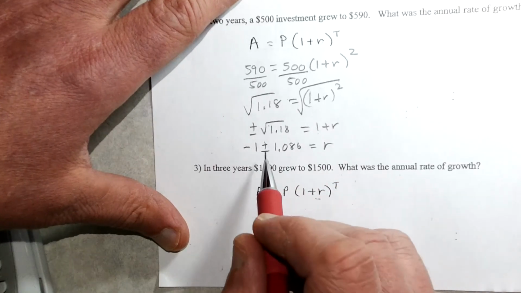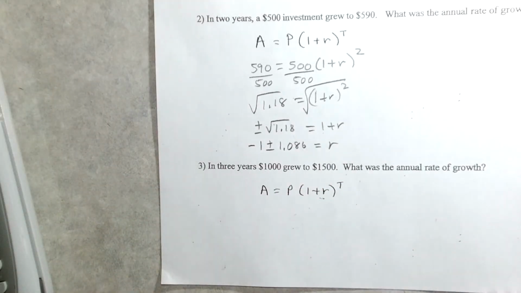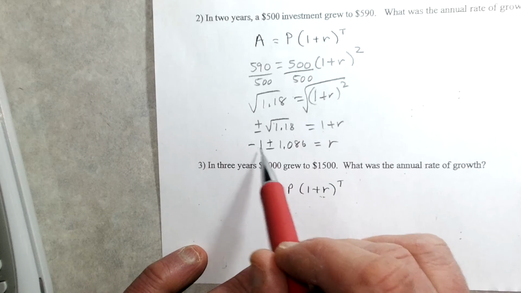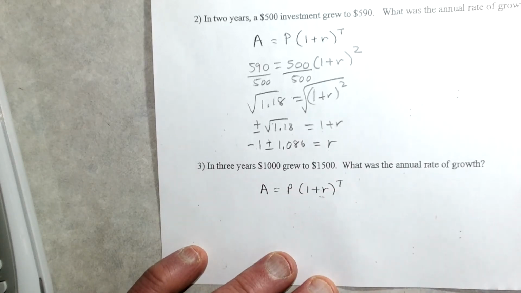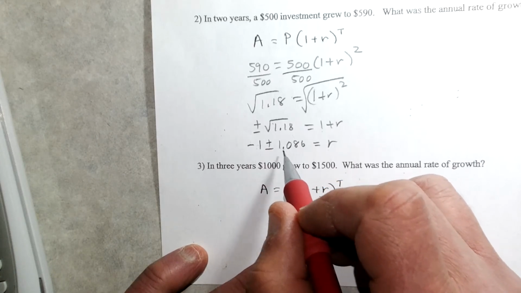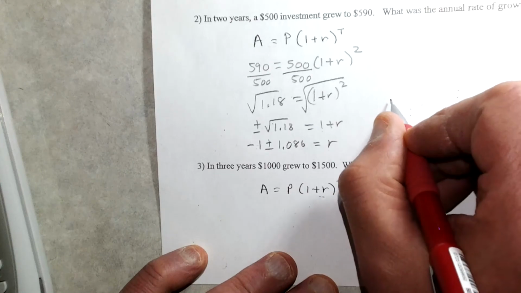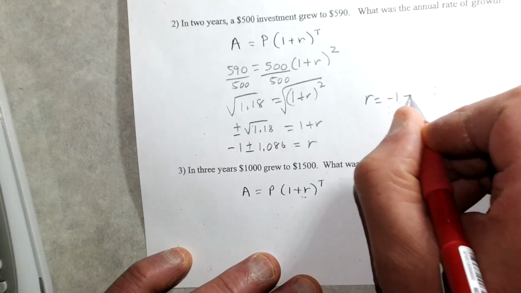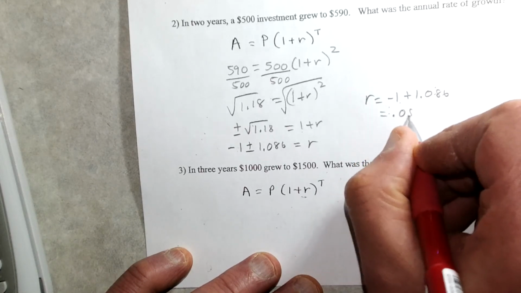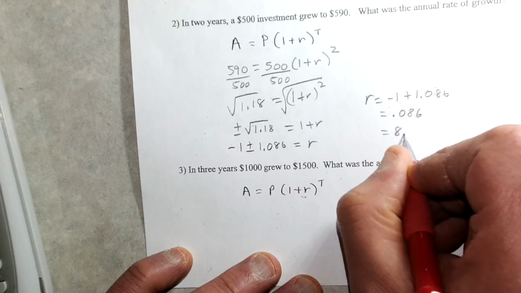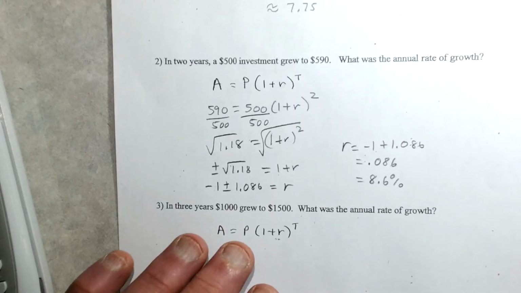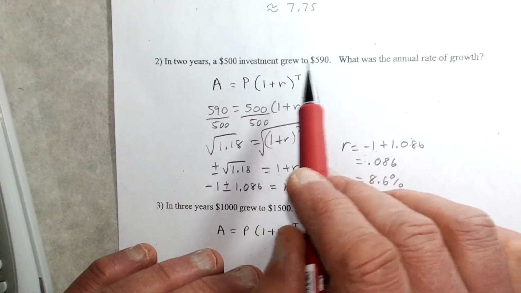So look, we have two options. Only one of them makes any practical sense for an interest rate. If I do negative 1 minus 1.086, I'll end up with negative 2.086, which won't make any sense. So the only one I'll keep is negative 1 plus 1.086, which is equal to 0.086. That is an 8.6% rate of growth or interest, and that's what would grow money from $500 to $590 in 2 years.